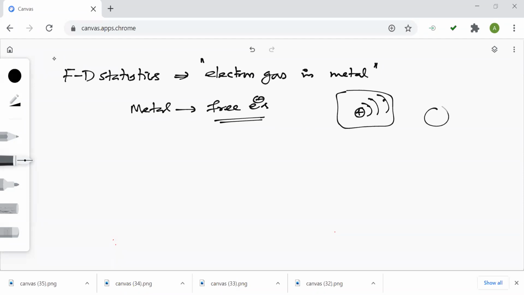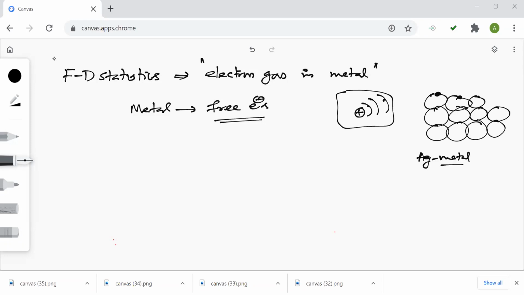Now, if I bring many atoms closer and closer, here each circle represents an atom. What will happen? The valence electrons present in the atom will come out. You'll get free electrons, right? The valence electrons of each atom will come out. Suppose we take silver metal. In silver metal, each silver atom has one electron in the valence shell and they release that electron.